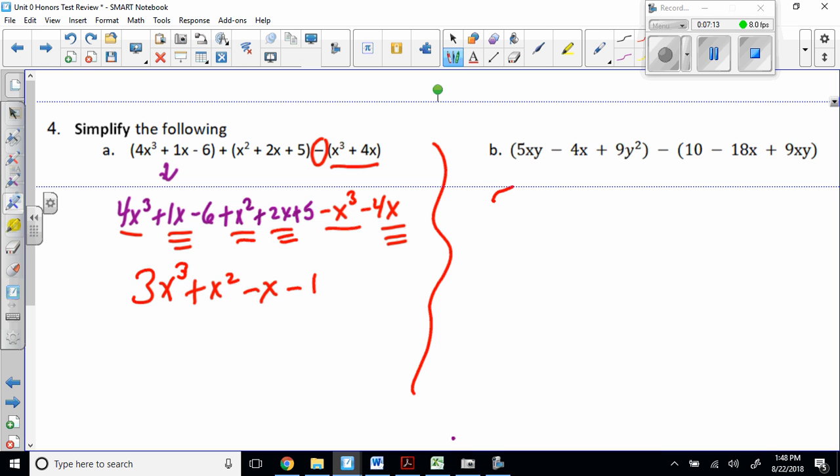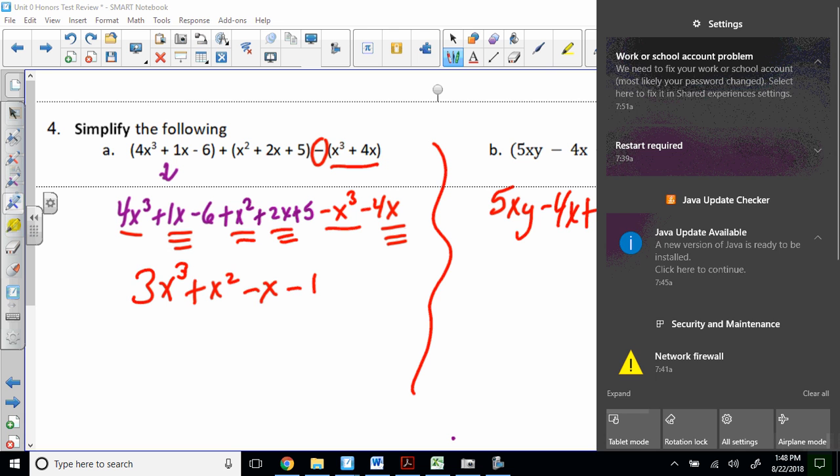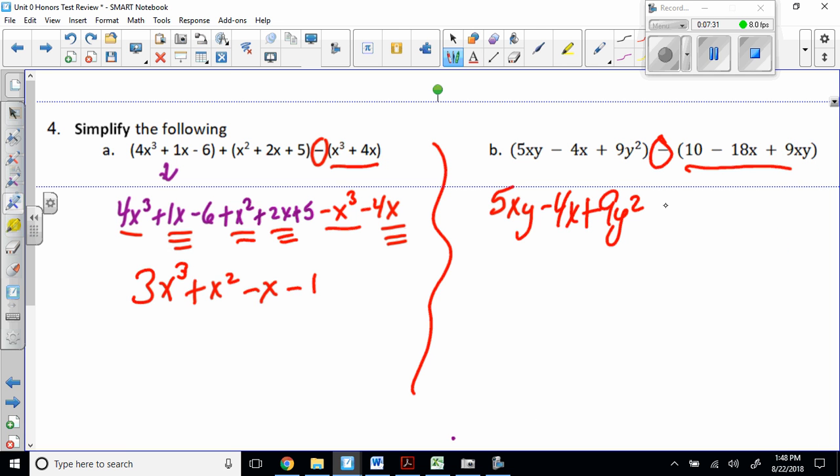Well, okay. 5xy minus 4x plus 9y what? Now, you see this negative? These are not multiplied. This is subtraction. So everything in here has to change to what? Sorry. Negative 10 plus 18x minus 9xy.